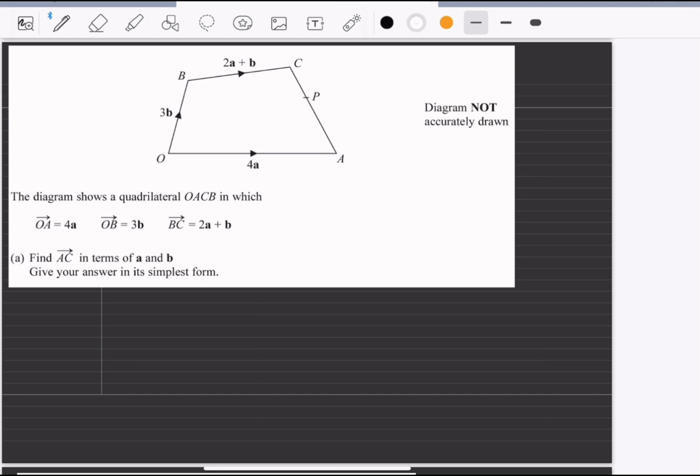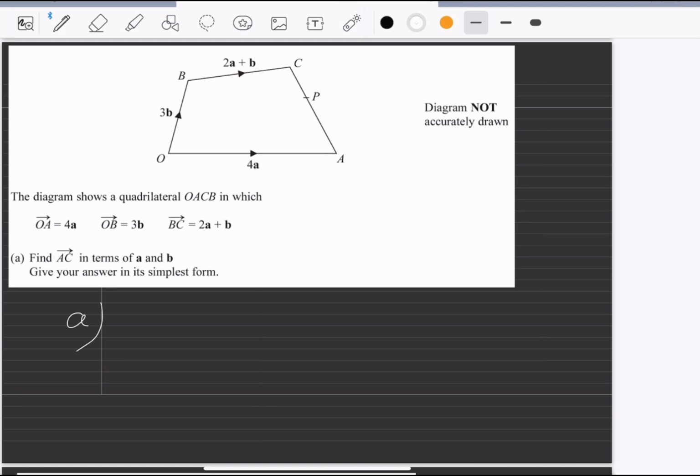So, as you can see, this is a quadrilateral with OA, OB, BC given. And you need to find, in question A, the vector AC in terms of a and b. Okay, so how can we find AC?